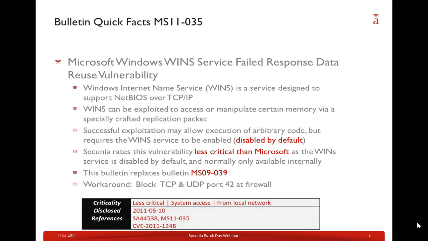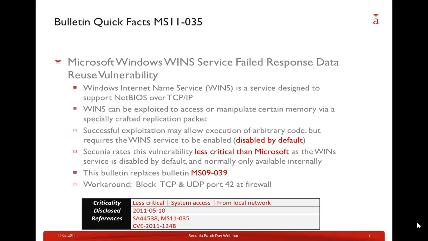If you remember, the Windows Internet Name Service is a service that is designed to support NetBIOS name requests over TCP/IP. With that vulnerability, WINS can be exploited to access or manipulate certain memory areas via a specifically crafted replication packet. This implies that the vulnerability is accessible from or within the local network. Successful exploitation may allow execution of arbitrary code, but it requires the WINS service to be enabled and running. By default, this service is not installed or enabled, so this gives us some risk remediation.